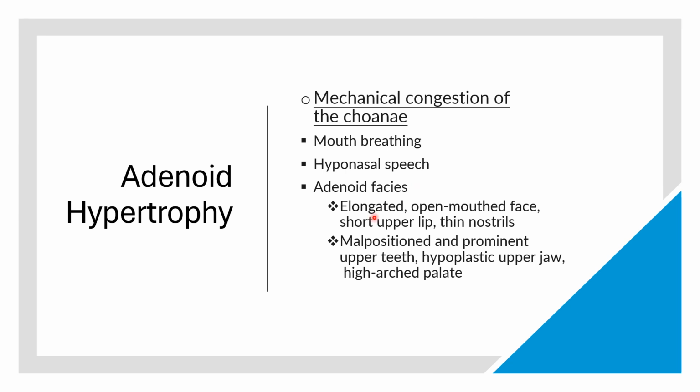Adenoid facies: elongated open mouth face, short upper lip, thin nostrils, malpositioned and prominent upper teeth, hypoplastic upper jaw, high arched palate. These are the characteristics of adenoid facies.